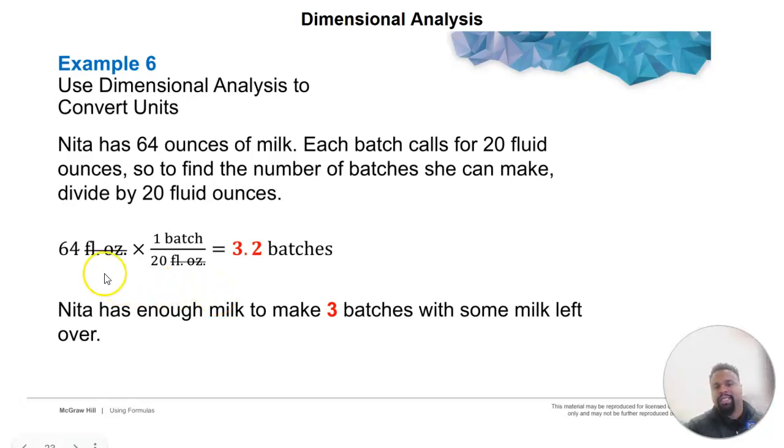So we just multiply 64 times 1, which is 64. We got 64 over 20. 64 divided by 20 gives you 3 2/10 or 3.2 batches. So Nina has enough milk to make 3 batches with 0.2 left over.